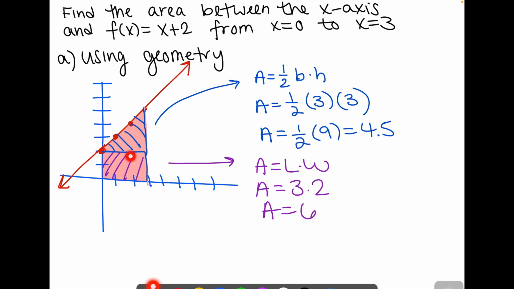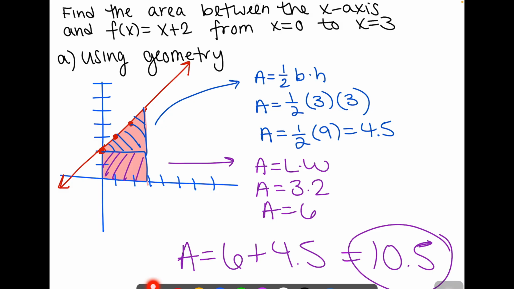And then the bottom part of this object is a rectangle. Area of a rectangle is just length times width. Length is 3 units. The width would be 2 units. 3 times 2 is 6. And so my total area would be the sum of those two quantities, or 10.5. So that's the area under this curve.